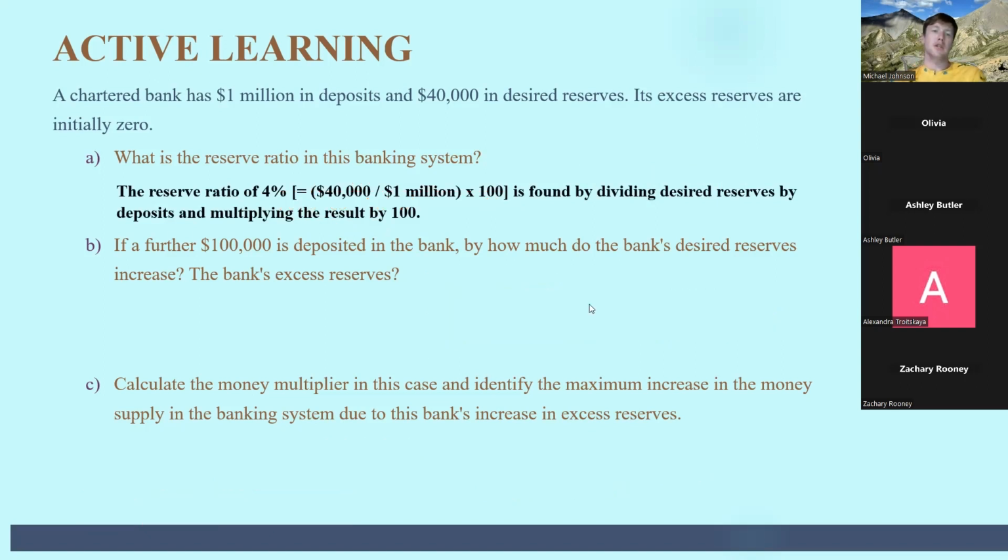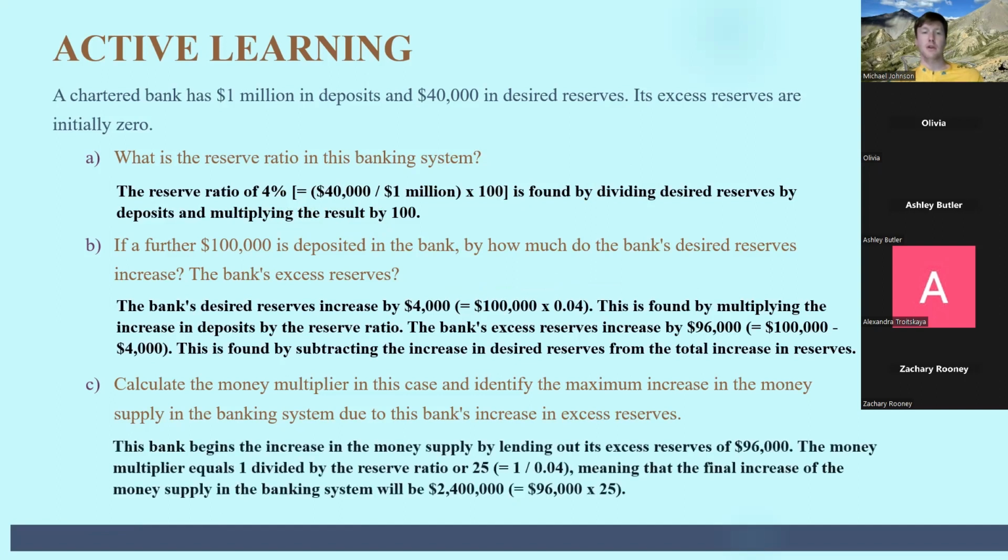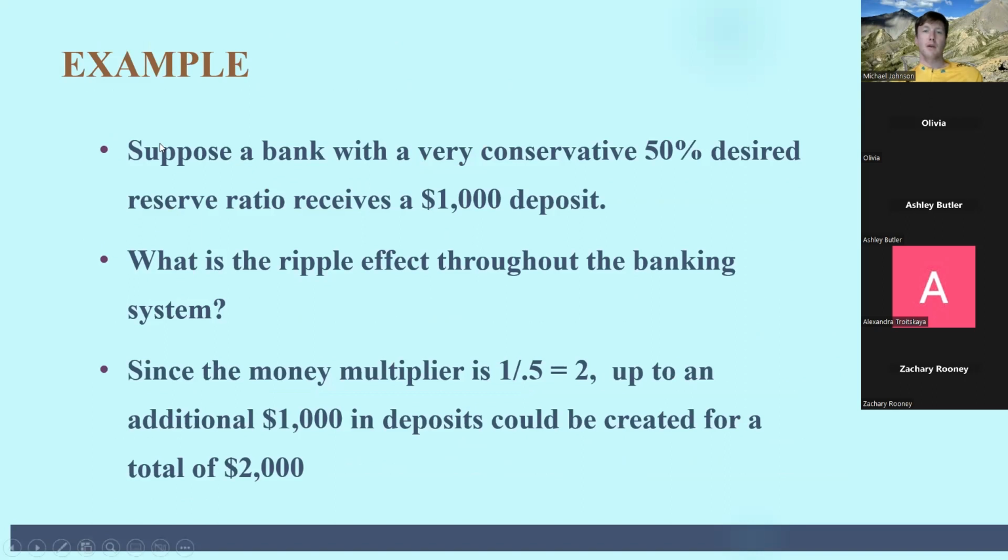So the reserve ratio of 4% is found by dividing desired reserves by deposits and multiplying the result by 100. The bank's desired reserves increased by $4,000, found by multiplying the increased deposits by the reserve ratio. The bank's excess reserves increased by $96,000, found by subtracting the increase in desired reserves from the total increase in reserves. The bank begins the increase in money supply by lending out the excess reserves of $96,000. The money multiplier equals 1 divided by the reserve ratio, or 25, meaning that the final increase in money supply in the banking system is $2,400,000. Excellent job, all of you.